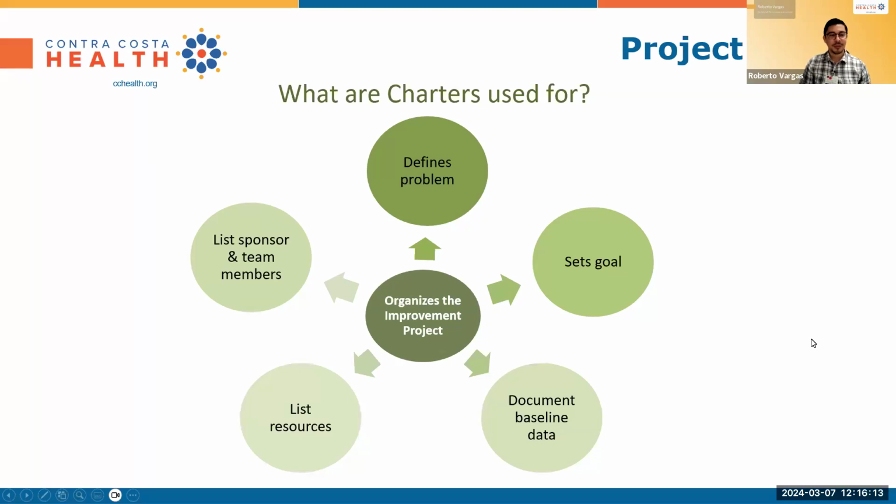Okay. So project charter. What goes into this? It organizes the improvement project, right? That's the big emphasis here. It helps to define the problem. It sets the goal, puts it on paper, documents baseline data, lists resources, lists sponsors and team members. All very, very necessary things to ensure your project gets some traction to move forward with.